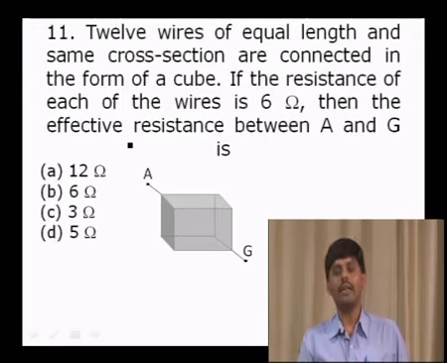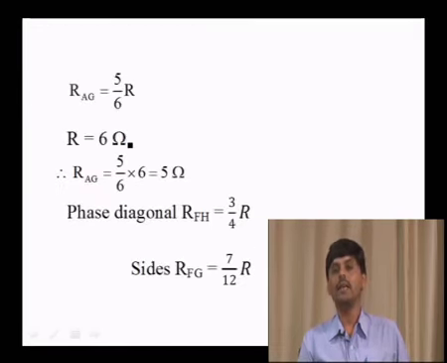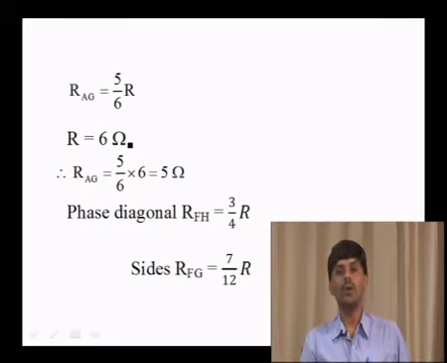For the body diagonal, the effective resistance between A and G is equal to 5 divided by 6 into R. They have given the value of each arm, which is equal to 6. Therefore, 5 divided by 6 into the resistance value 6. That is the solution. R_AG is equal to 5 by 6 into R, where R is equal to 6 ohm. 5 by 6 into 6 cancels, and the effective resistance is equal to 5 ohm.